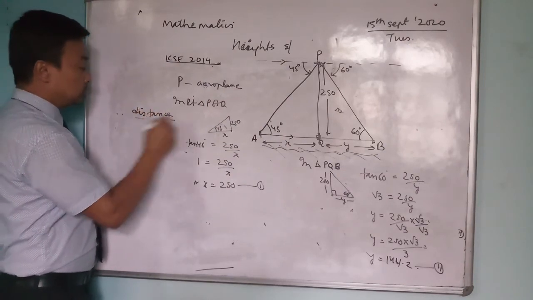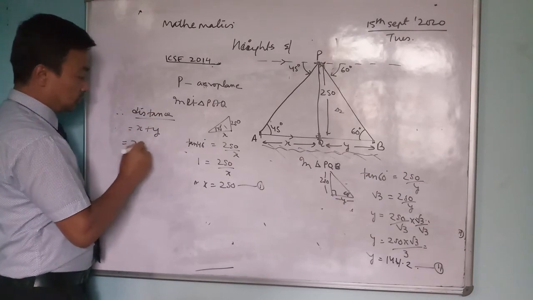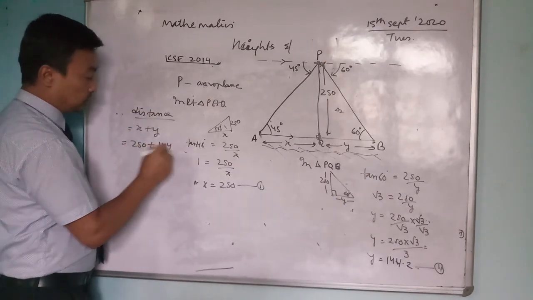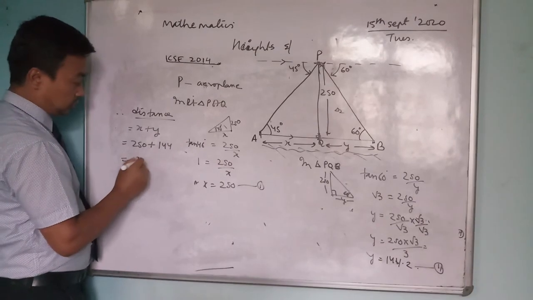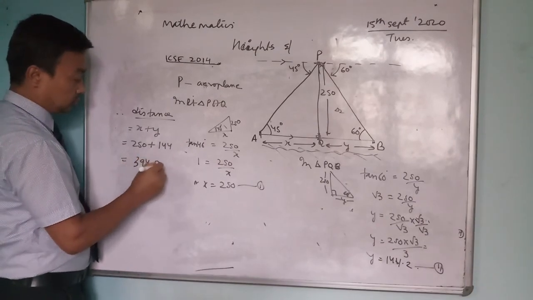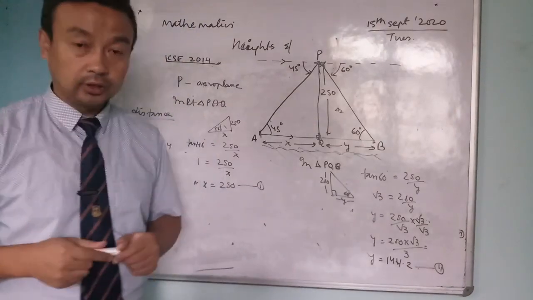the distance between the two ships is x plus y, 250 plus 144. So let us take 144. It will be 394 meter. So this is how you are going to solve it.